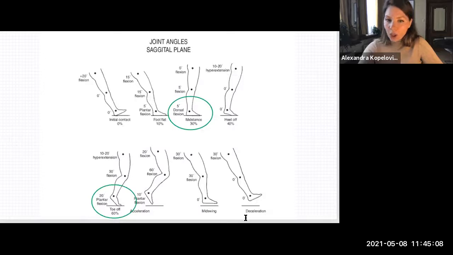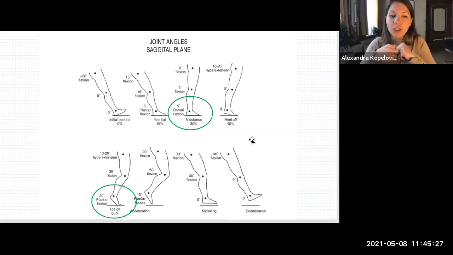So when does it occur? 5 degrees of dorsiflexion, as I stressed before, occurs at mid-stance. So a lot of people would think that you actually need more dorsiflexion during the swing phase of the gait cycle. So don't be tricked.